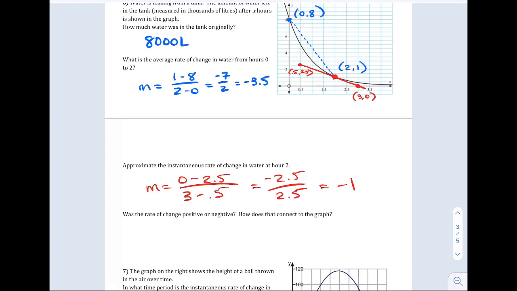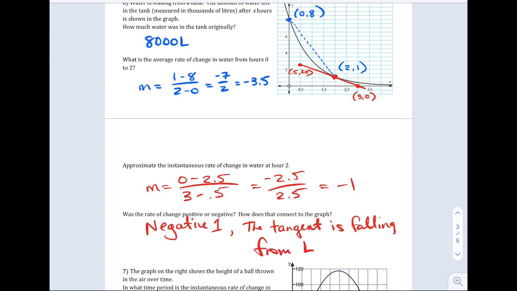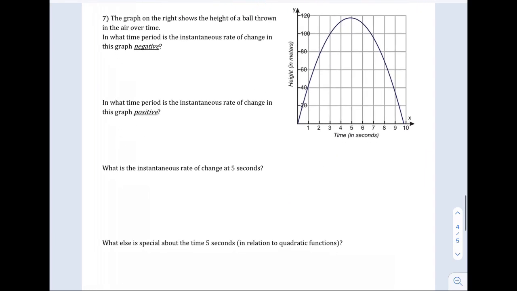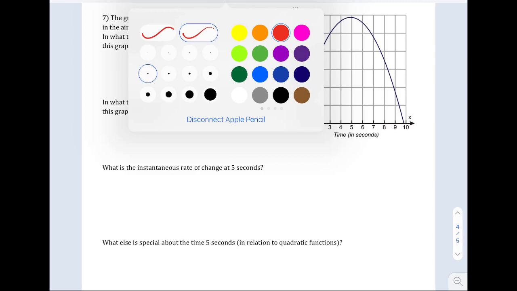So was the average rate of change positive or negative, and how does it connect to the graph? So in this case, it's negative. It's negative 1. And the red line is falling from left to right. The tangent is falling from left to right. And that's how we calculate those. Keep going here. Go back to blue.